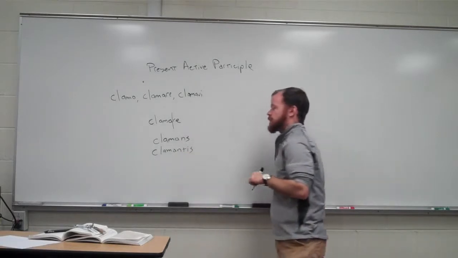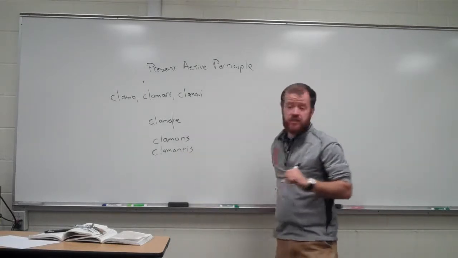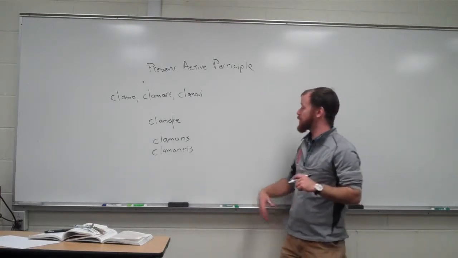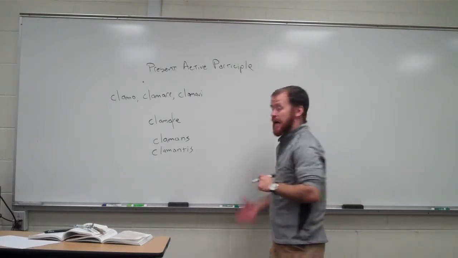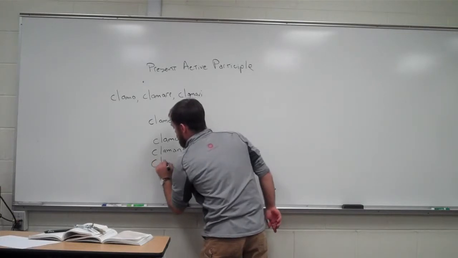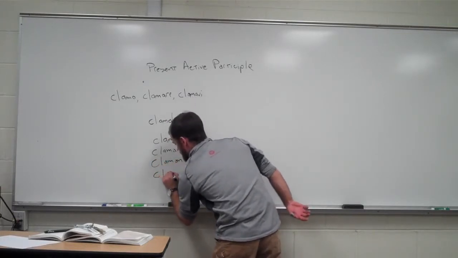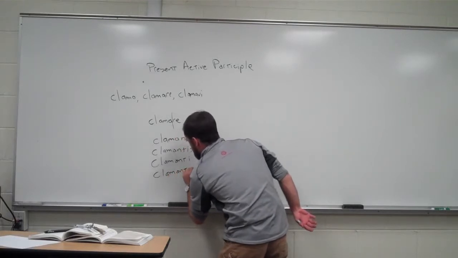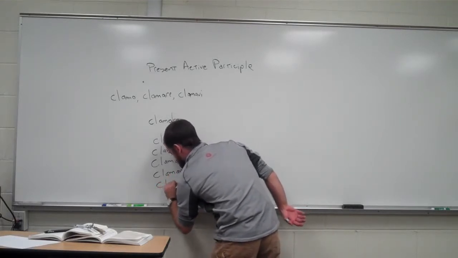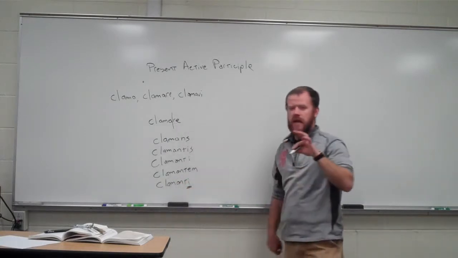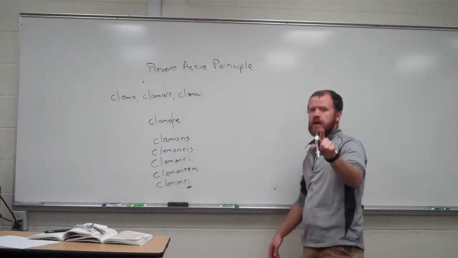So we have clamans for the nominative form, and then clamantis for our genitive form. And then we just decline it like any other third declension adjective. So clamanti, clamantem, clamanti. This is a weird form. Remember, adjectives have an I in the ablative, not an E.